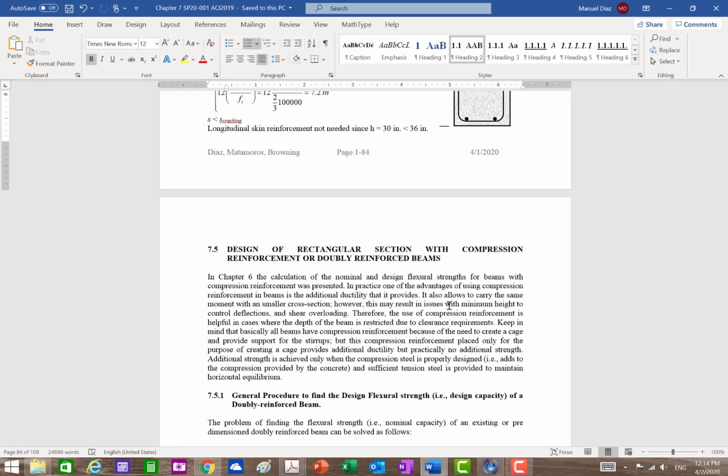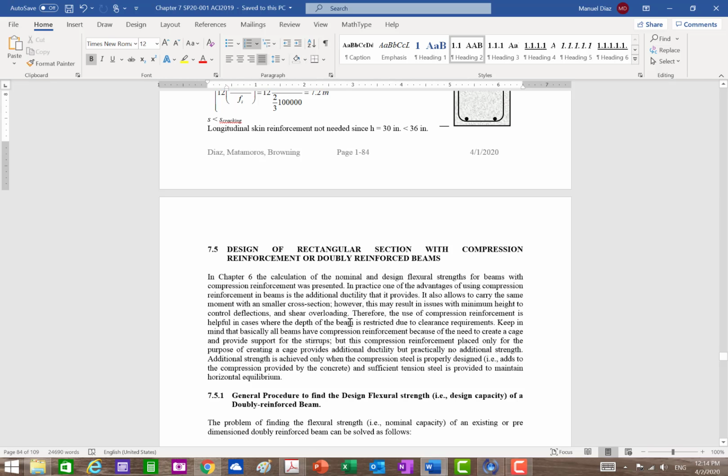Now, usually, you will try to use compression reinforcement in cases where you have small sections, where the depth is small because of clearance requirements. So in those cases, you will use that. The problem with that, because you're using a smaller section, right? There is always the possibility for issues with deflections. There is also the problem with overloading in shear. And so those things need to be considered when dealing with compression reinforcement.